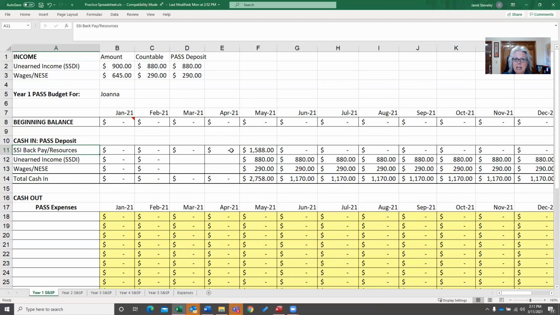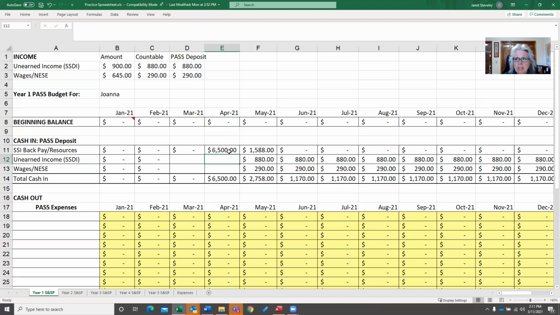But she has decided that she wants to contribute some of that money to her PASS plan. And she'd have to contribute enough to bring her under $2,000. So let's say she's agreed to contribute $6,500 to her plan to help her start a business or to help her reach her work goal. In that case, you could add that in there too.